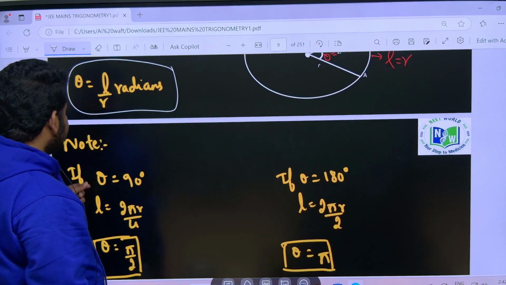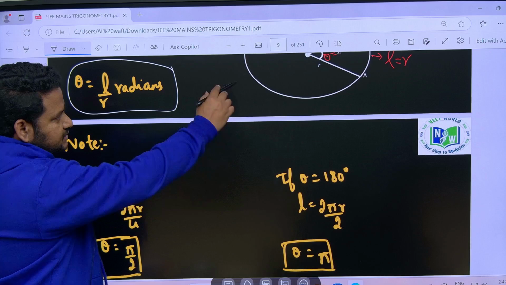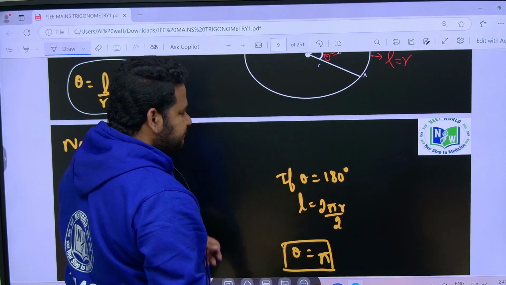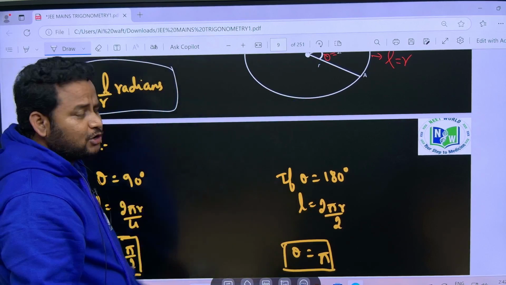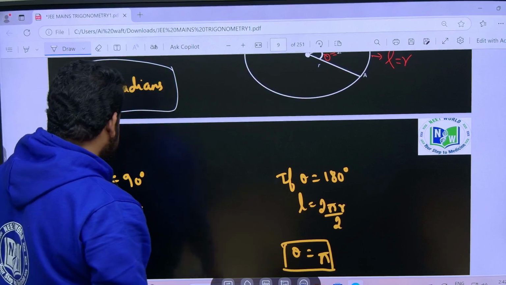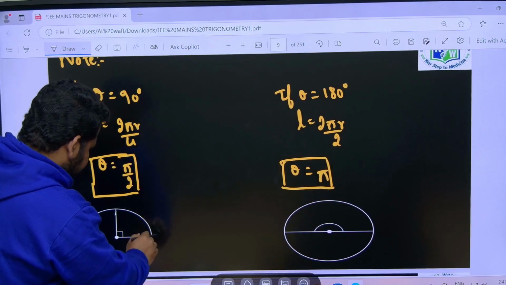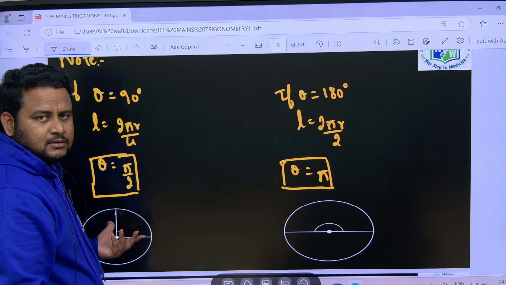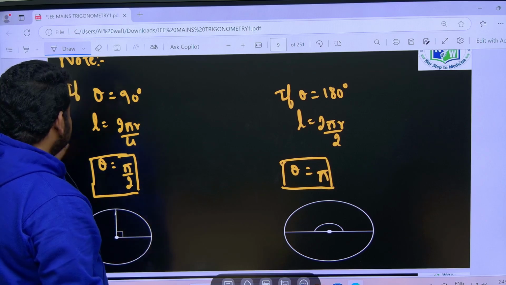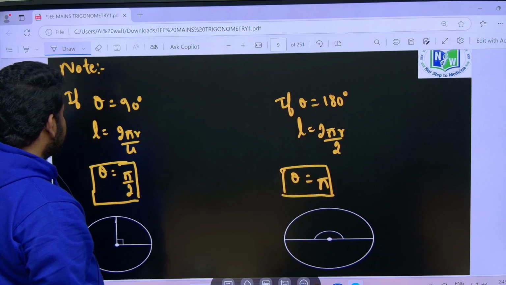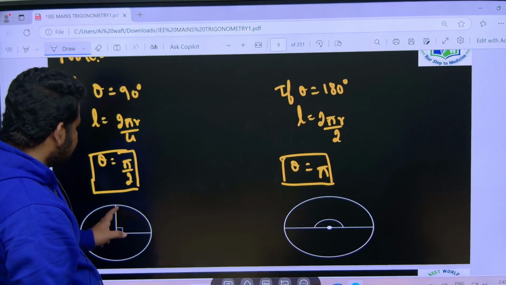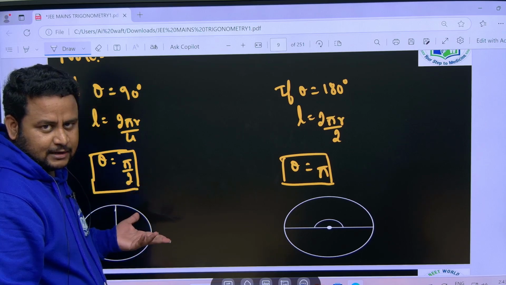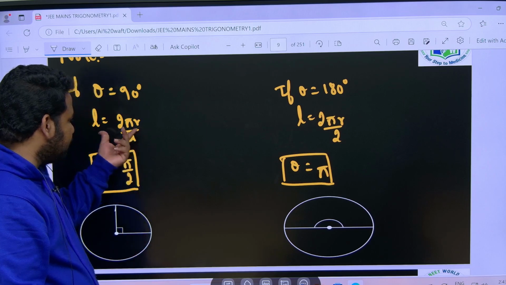Now note that if theta is equal to 90 degrees, that is, if the circle is a quadrant, see here, this is one quadrant. When we divide the circle into 4 equal parts, one part is called a quadrant, where theta is 90 degrees. So when theta is 90 degrees, what will this arc length be? The total circumference of the circle is 2 pi r. When you divide it by 4, it becomes 2 pi r by 4.